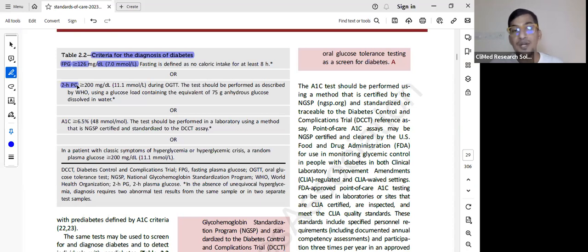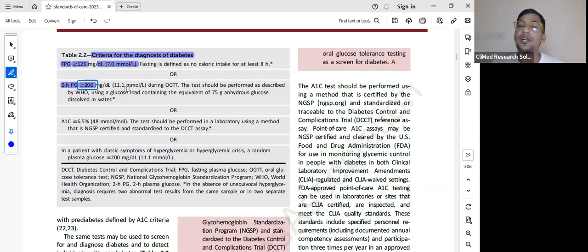And then it is 2 hours PG. PG is postprandial glucose. It should be less than 200. Some other guidelines say 180 also, but it is less than 200 mg per dl or 11.1 mmol per liter. In India, we use mg per dl only, right? Maybe some hospitals use mmol per liter also. It depends on the kit which you are using to check it. Usually in India we check in mg per dl, right? So this is the 2 hours PPG, or PPBS as we call it, postprandial blood sugar.